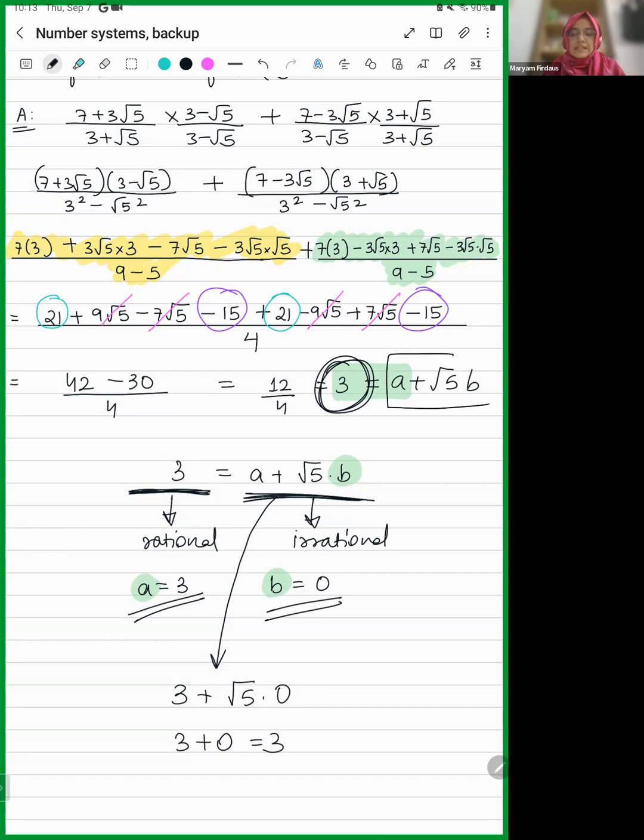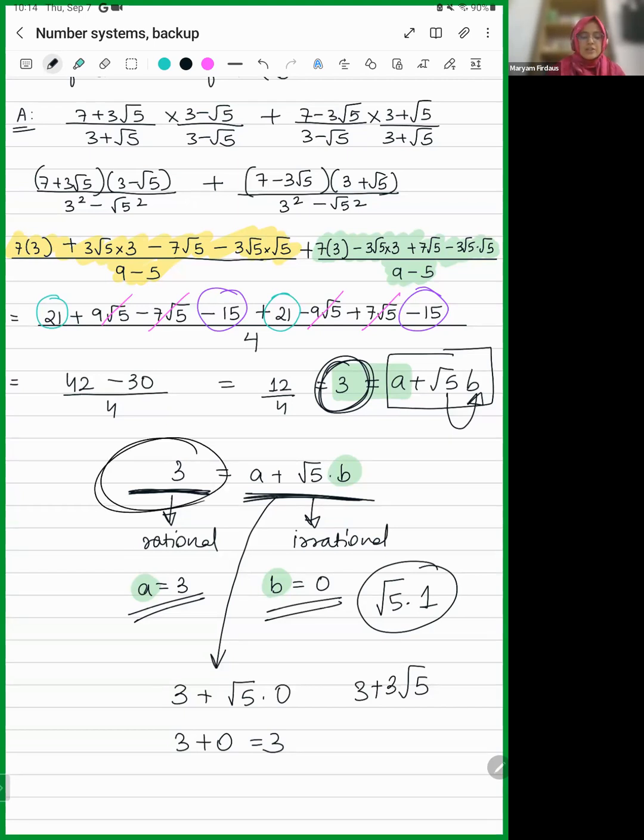But in our question, it was given that it is A plus root 5 into B, which is root 5 into some number. Whatever B you take, if B is 1, if B is half, if B is 2, you will get 3 plus root 5 into 1, which is 3 plus root 5. If B is 2, you will get 3 plus 2 root 5. If B is 3, you will get 3 plus 3 root 5. But you can see that in your LHS, there is no term which contains root 5. There is no irrational number. So that means the irrational part of this has to be 0. That is how you are getting a rational portion on your LHS.